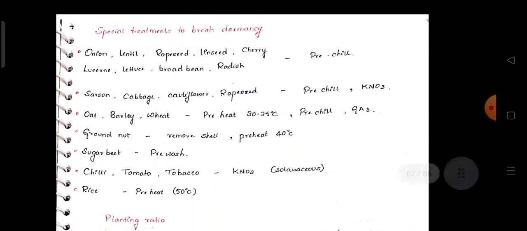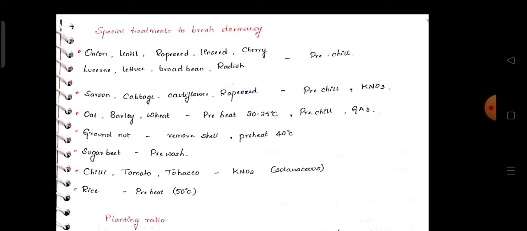Coming to the special treatments to break dormancy. Pre-chilling treatment is practiced in onion, lentil, rapeseed, linseed, cherry, lucerne, lettuce, broad bean and radish. Pre-chill and KNO3 treatment is given to mustard and rapeseed, cabbage, cauliflower. Preheat at 30 to 35 degrees Celsius and pre-chill and GA3 treatment to oat, barley and wheat. Removing shell and preheat at 40 degrees Celsius for groundnut. Pre-wash in sugar beet.